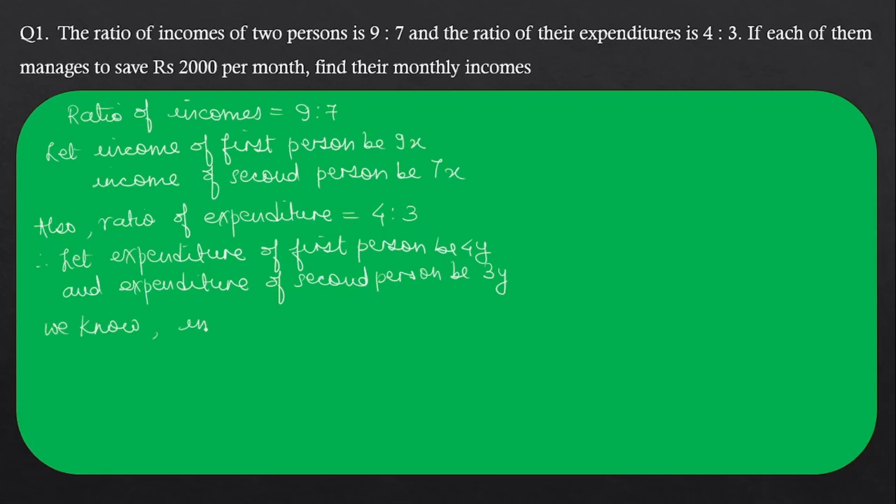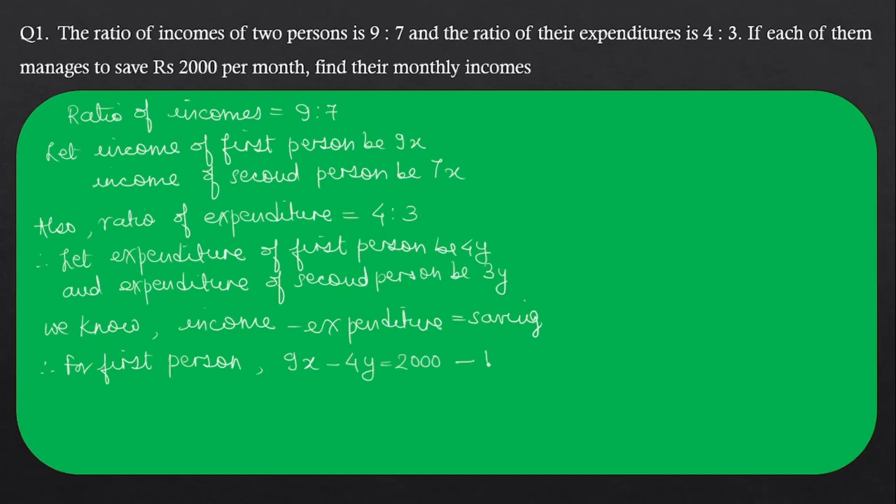Now we know income minus expenditure is your saving. Therefore, for the first person we get income 9x, expenditure 4y. So 9x minus 4y is 2000. This becomes the first equation. Similarly, for the second person we get income 7x, expenditure 3y. So 7x minus 3y is 2000. So these become my equation 1 and equation 2.